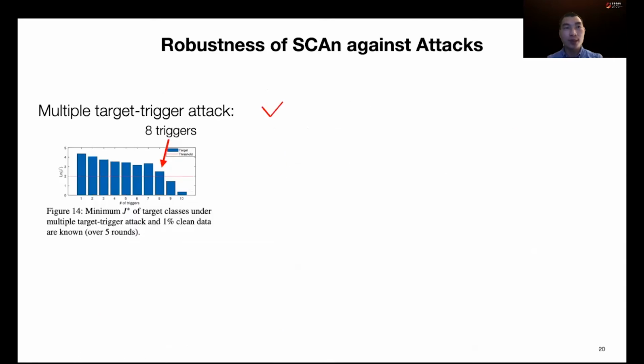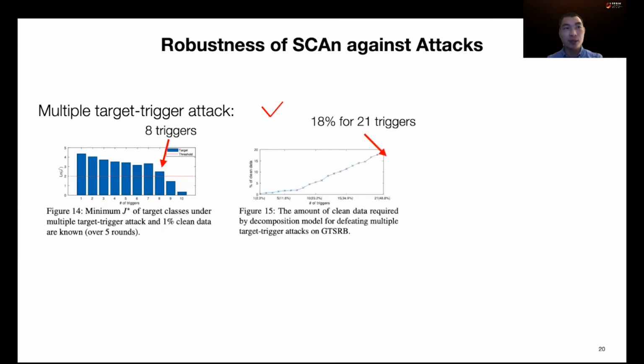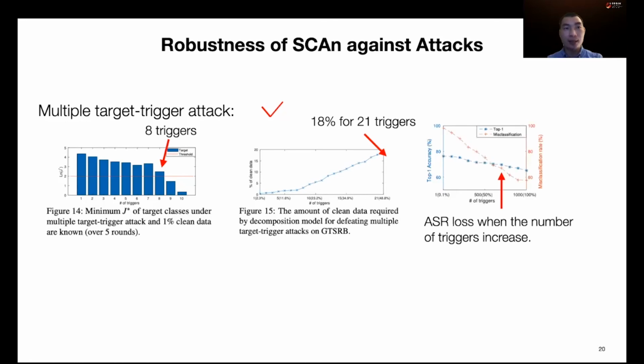After comparison, we test the robustness of our SCAN against other attacks. The first attack we tested is the multiple target trigger attack. We increase the number of triggers inside a neural network. We discovered that on the GTSRB dataset, as long as the number of triggers is no more than 8, our SCAN works fine. To increase the power of our SCAN, we can enlarge the clean set. When the clean set is as large as 18% of the whole input, our SCAN can handle a 21 triggers attack on the GTSRB dataset. On the other hand, we found that the adversary would suffer a loss of attack success rate when they increased the number of triggers.